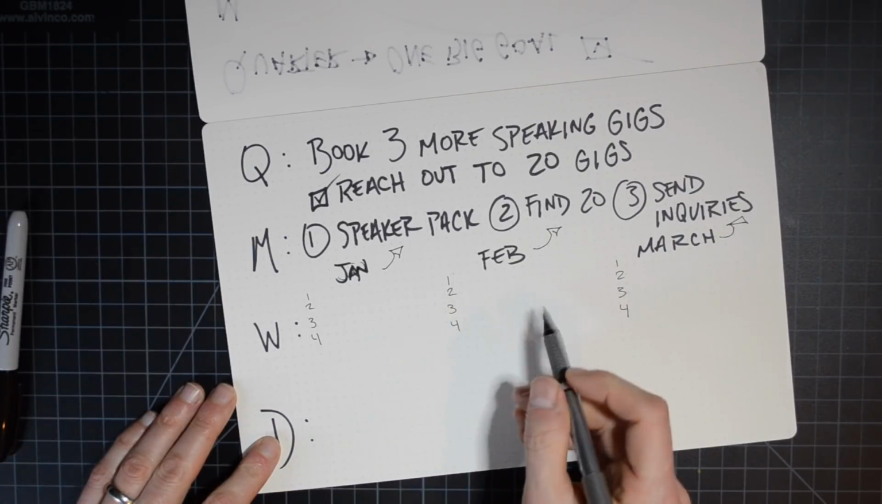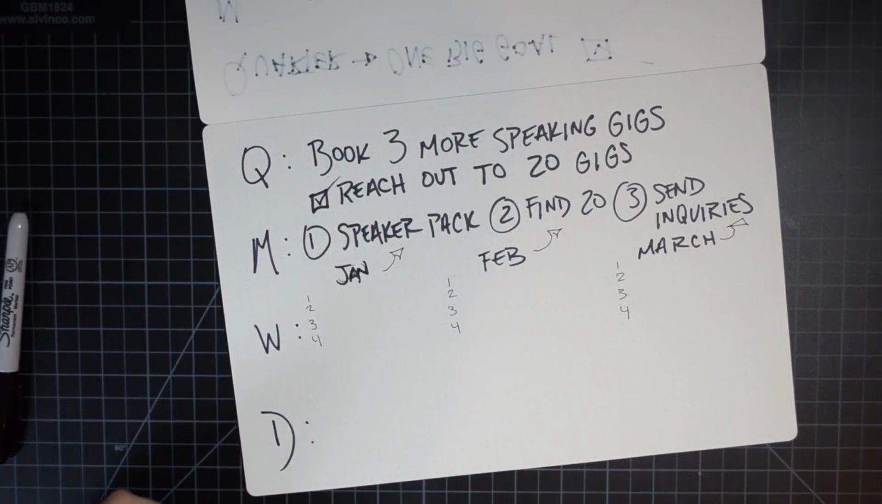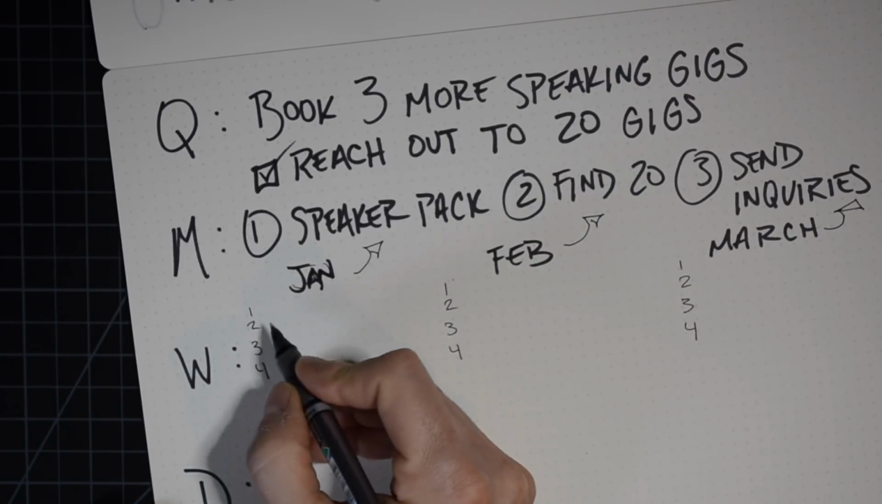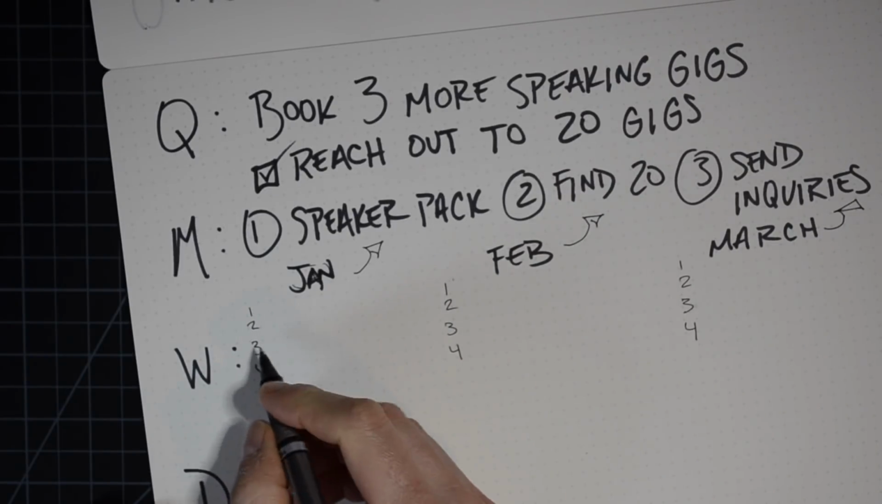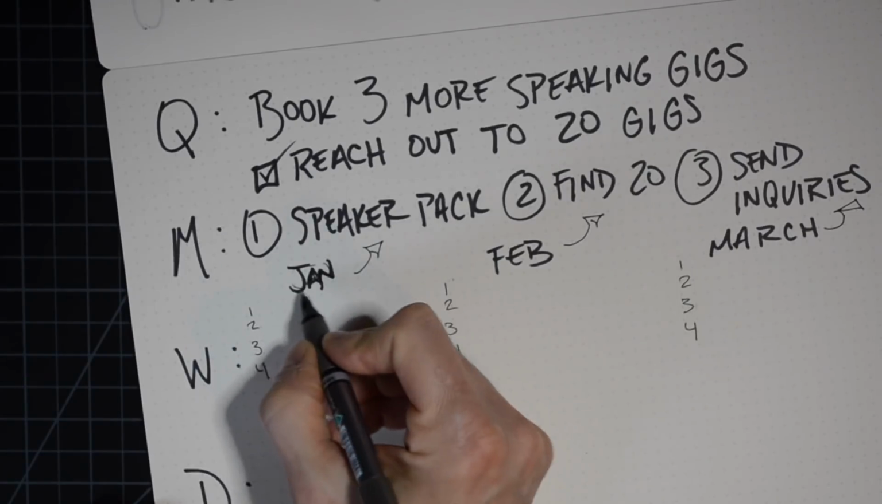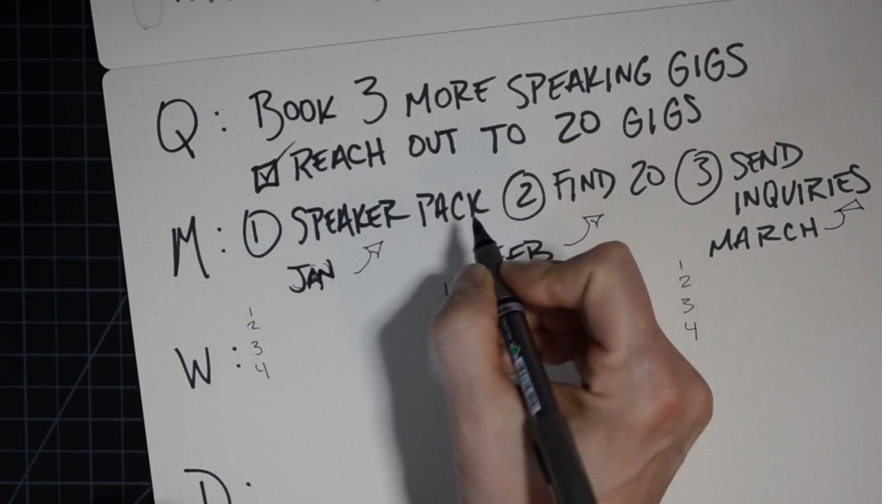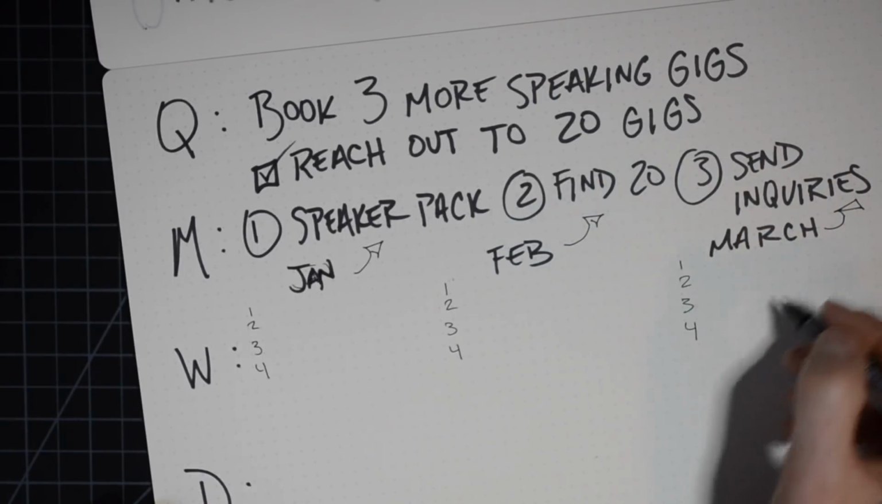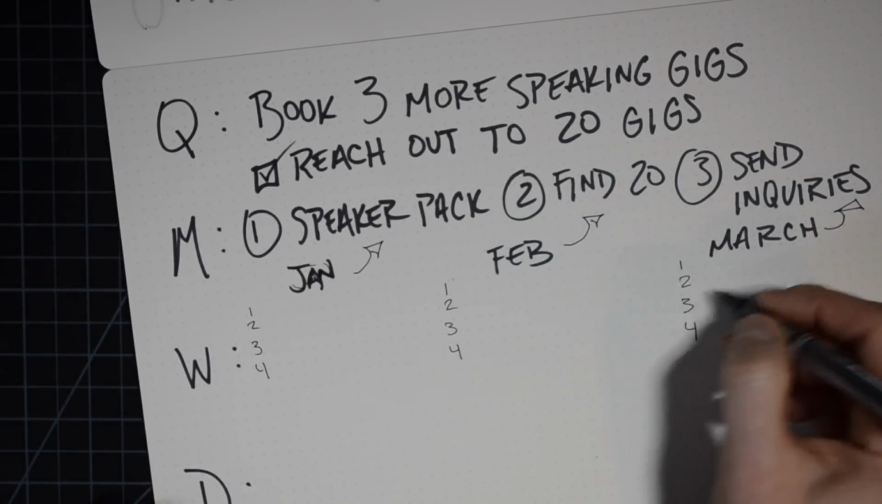So hopefully you're seeing all of this. Let me zoom in a little bit for you. And so now I know each week I have these things that I have to do, this weekly deliverable that if I complete this will help me get my speaker pack done, will help me find those 20 conferences or retreats or whatever. And then number 3, to send the inquiries.